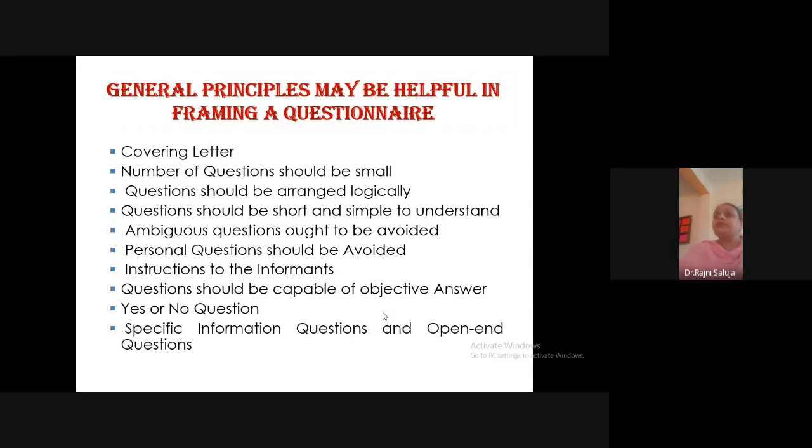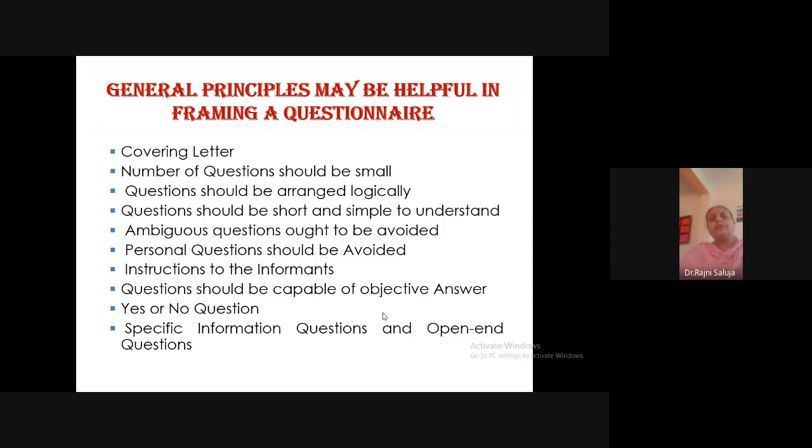Then the number of questions should be small. We should be very limited in our questions. It is not possible to ask 60 questions relating to our research, then nobody will take an interest. The questions should be limited and relevant to the research so that it creates interest in the respondent and he may easily respond to the questions.